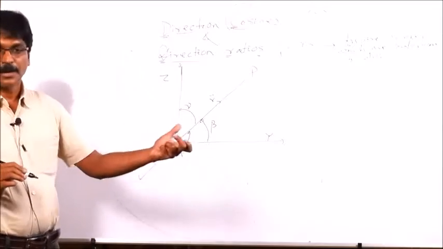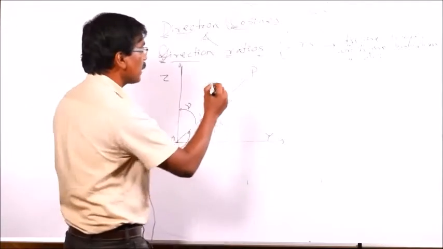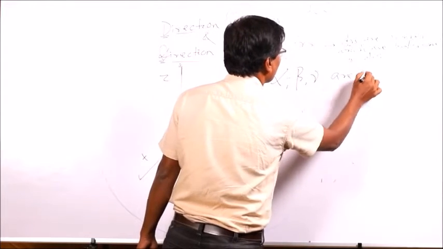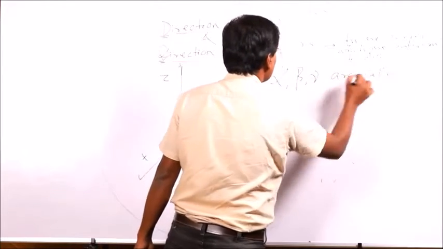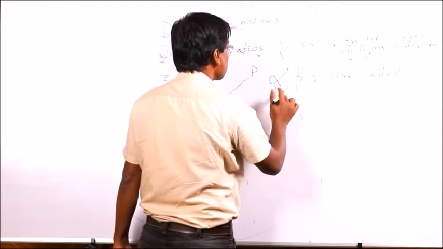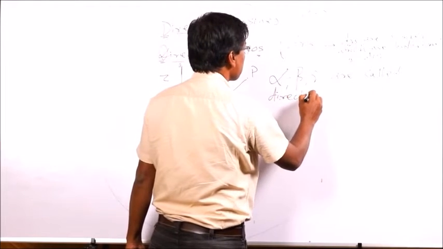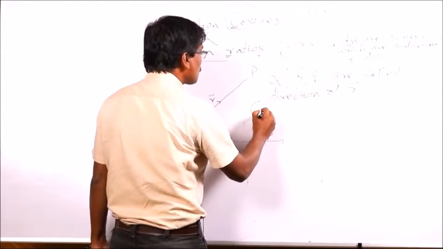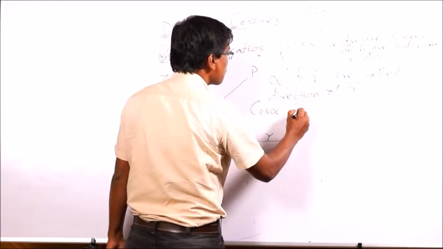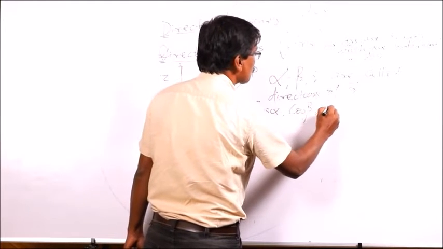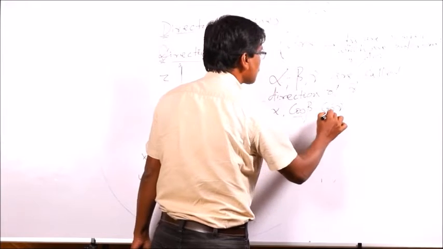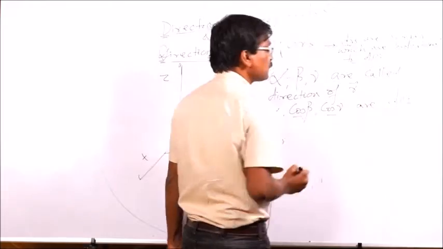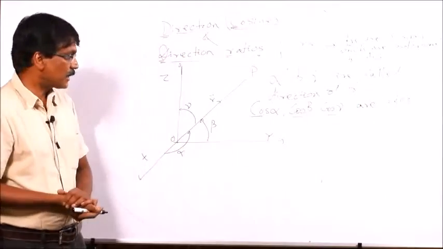So, alpha, beta, gamma are called directions of the line, directions of r vector. Then cosine of direction, that is cos alpha, cos beta, cos gamma. So, cosines of directions are called direction cosines.